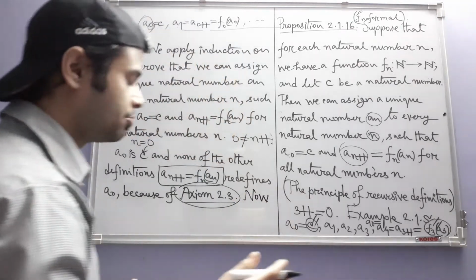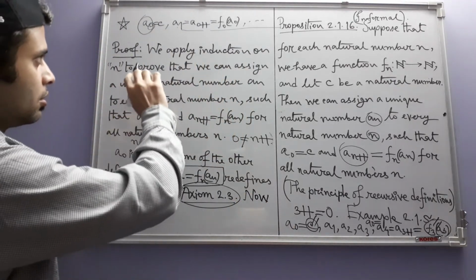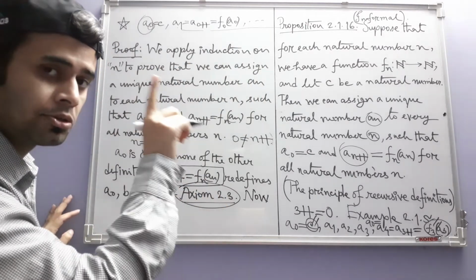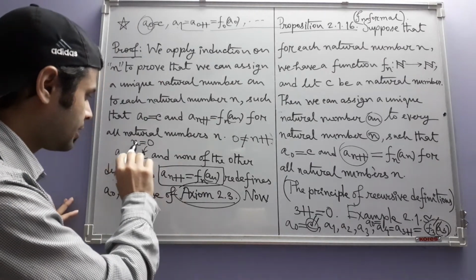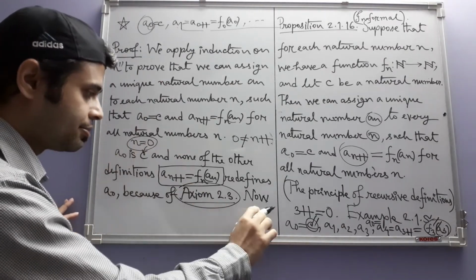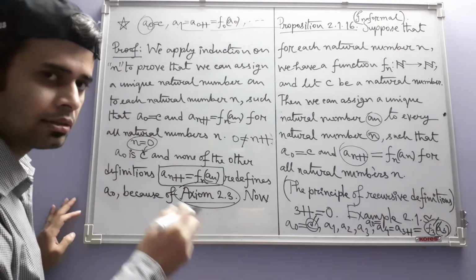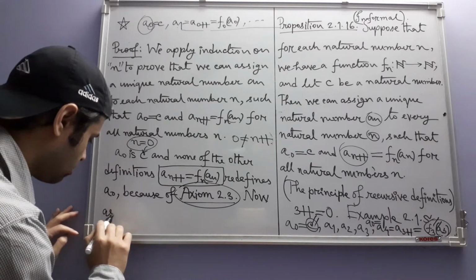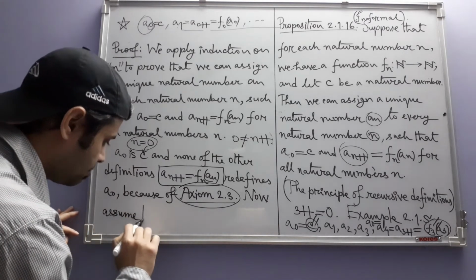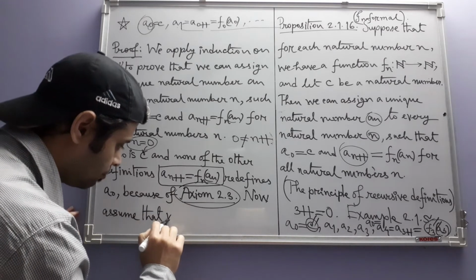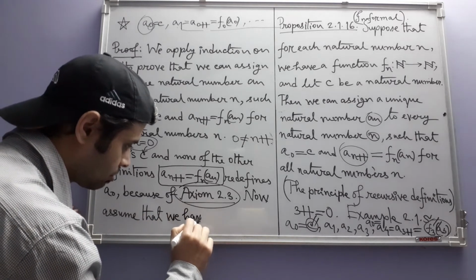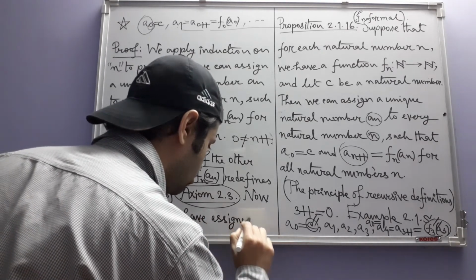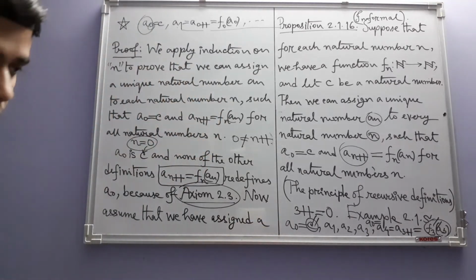Now, don't forget what we are doing. We are trying to apply induction. So that means we have to eventually be able to use axiom 2.5. For that, first I check the base case, then I assume that the result is true for some n, then prove it for the successor of n. So now, assume that we have assigned a, I have to write this up.